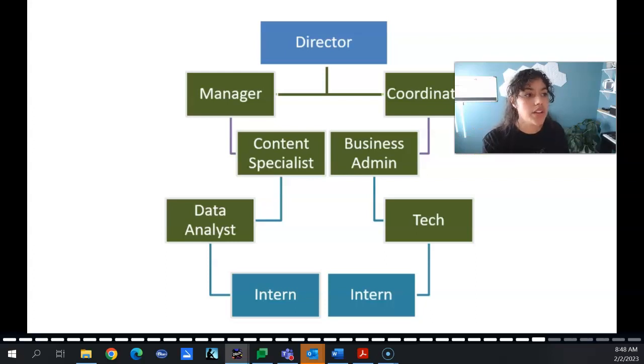Pause and try to, in your words, describe how this intern is related to the director. It's like, oh man, you have to talk about how this intern was hired and is overseen by the data analyst, but the data analyst and the intern are both underneath our content specialist, which is kind of in a parallel route to our business people and our techs. But there's a manager that oversees the content people and a coordinator over the business people. Everybody's under the director. Like, lost, confused, so many words, so much effort.